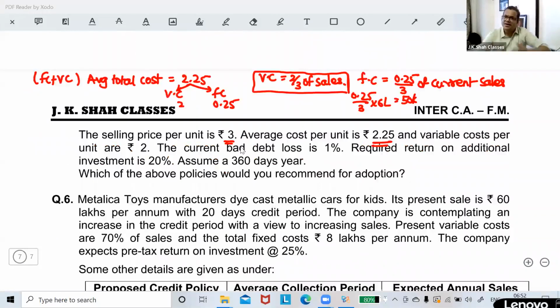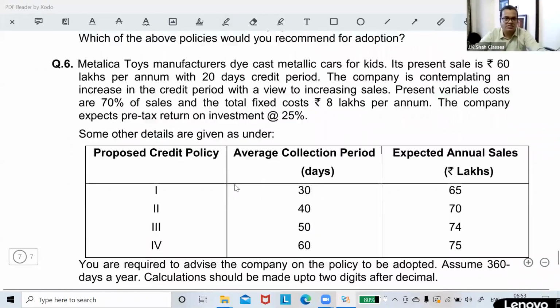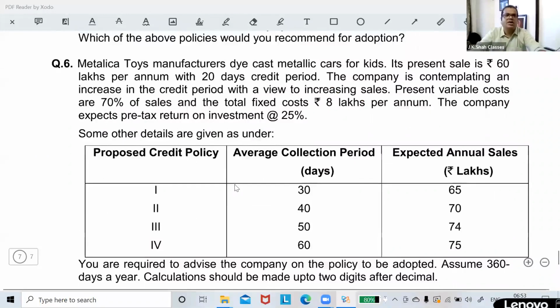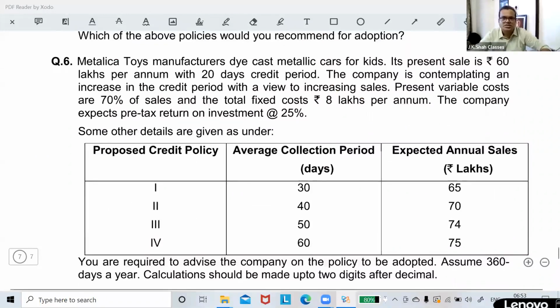Fine. The current bad debt loss is also given as 1%, because in the table only the new policies are given. No? But okay. Again, a very similar question. Question number 6. Metallica toys manufacturers die cast metallic cars for kids. Okay, what happens?